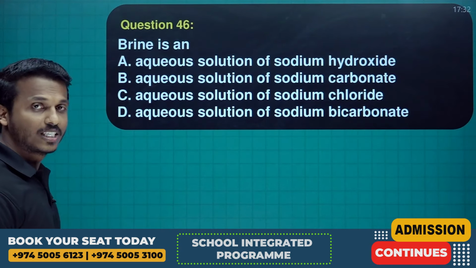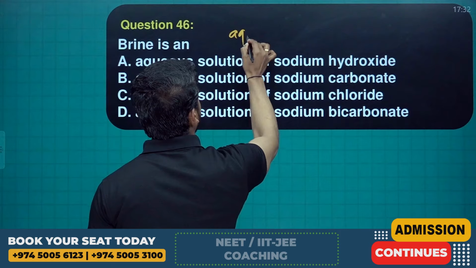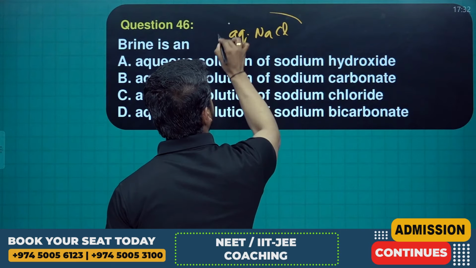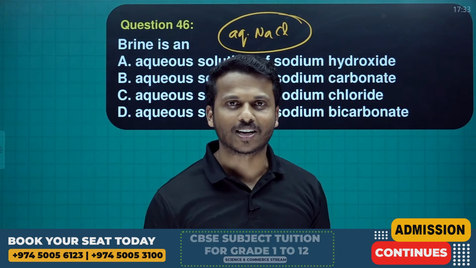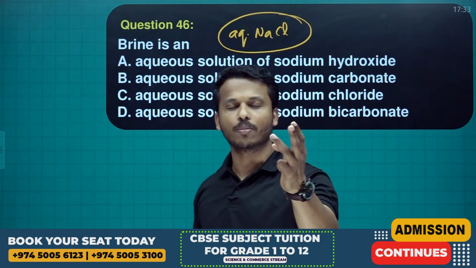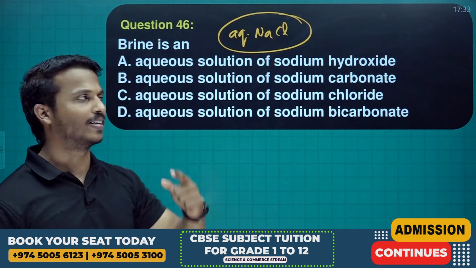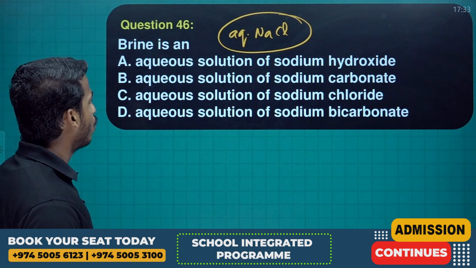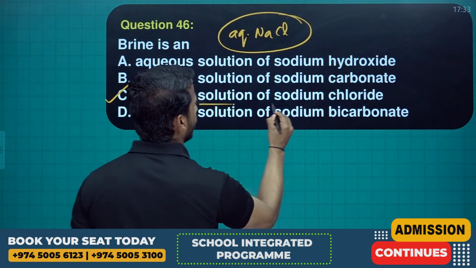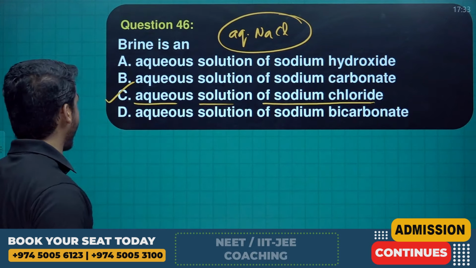Now, what is brine solution? Aqueous sodium chloride solution is what we call brine solution. If you pass electricity through brine solution, we produce sodium hydroxide, chlorine gas and hydrogen gas. So which one, dear student? Aqueous solution of sodium chloride. Aqueous solution of sodium chloride is called brine.